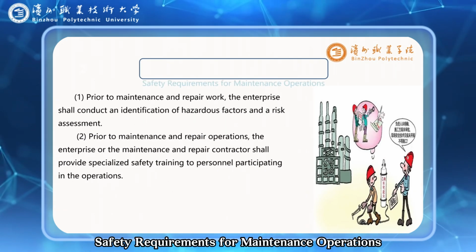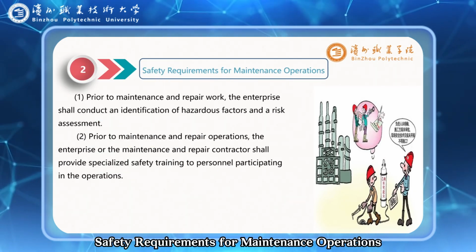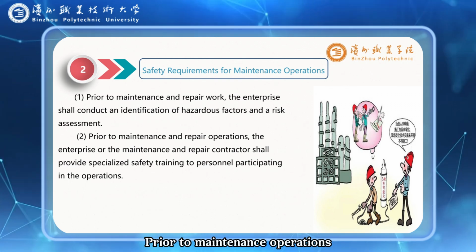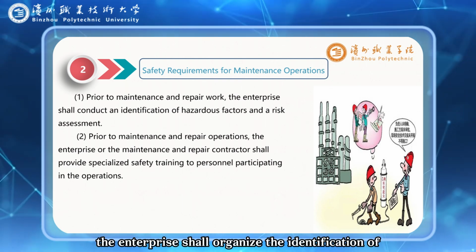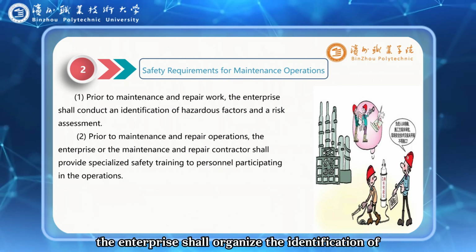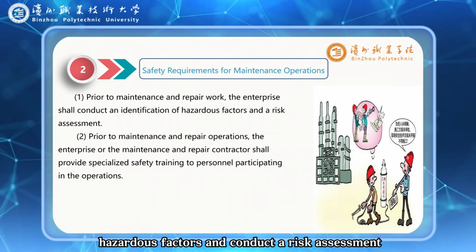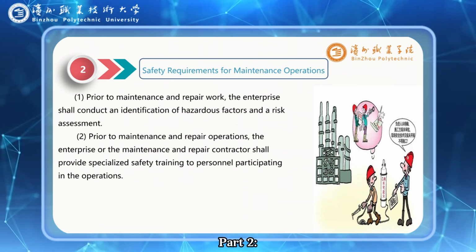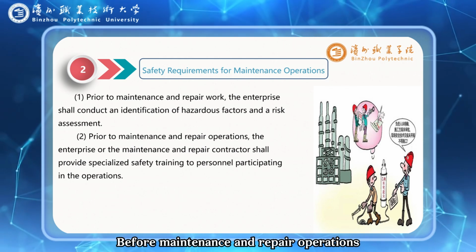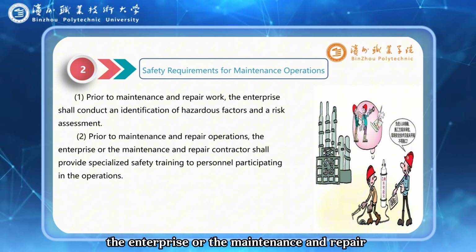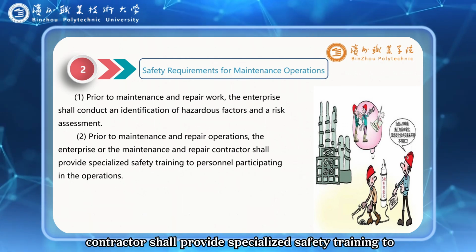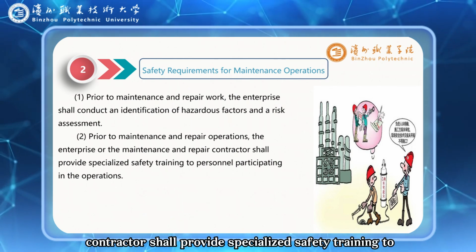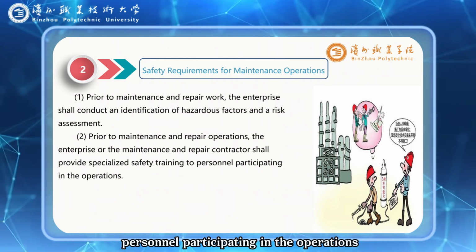2. Safety requirements for maintenance operations. Part 1. Prior to maintenance operations, the enterprise shall organize the identification of hazardous factors and conduct a risk assessment. Part 2. Before maintenance and repair operations, the enterprise, or the maintenance and repair contractor, shall provide specialized safety training to personnel participating in the operations.